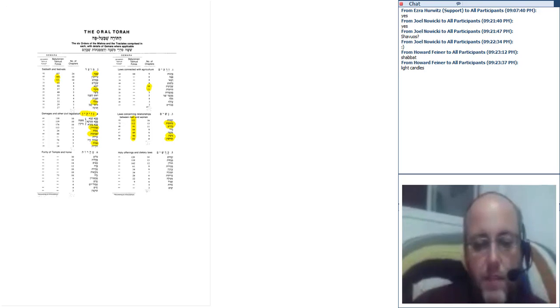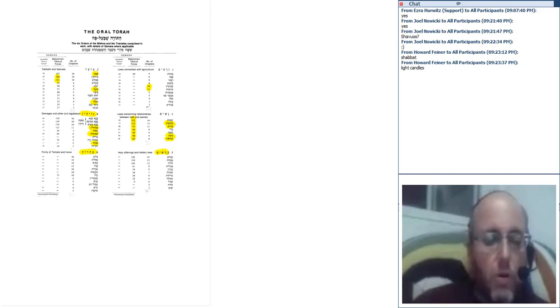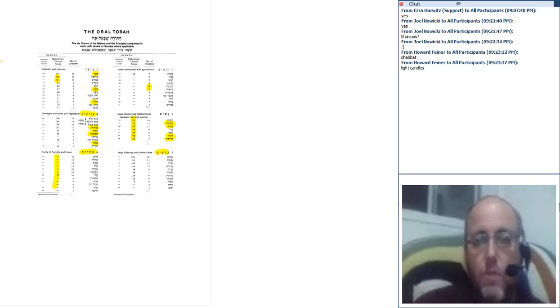Kodshim deals with the sacrifices, and Taharot deals with the whole realm of tahor and tame, purity and impurity, etc. You'll notice that Taharot also is largely lacking in Gemara, both in the Bavli as well as the Yerushalmi. The Rambam.